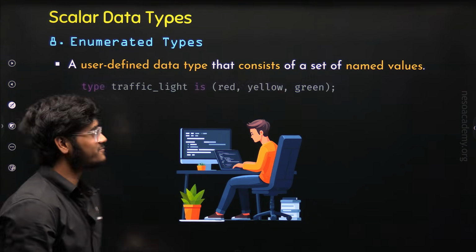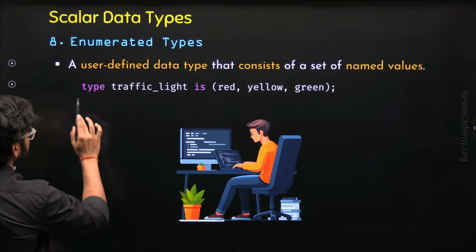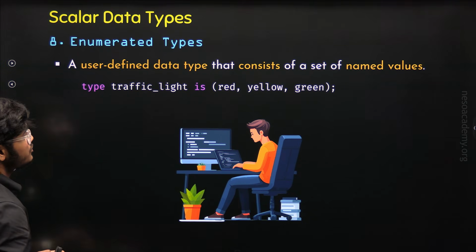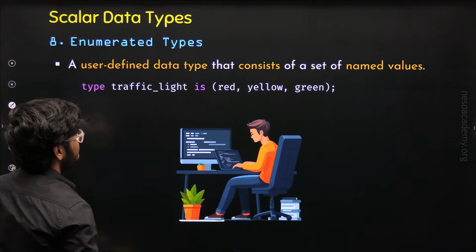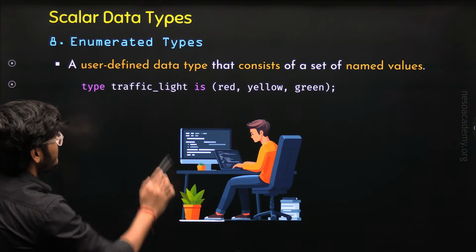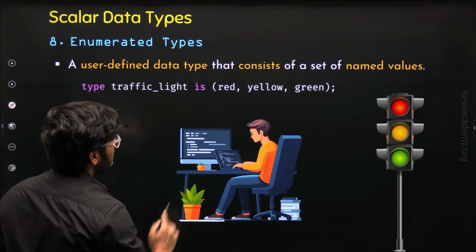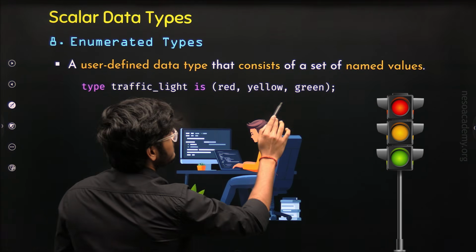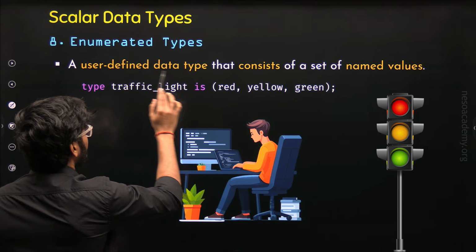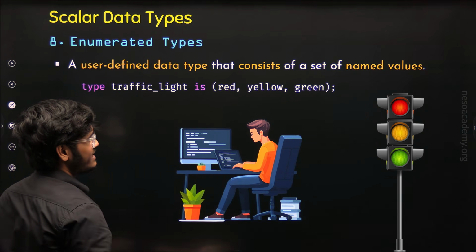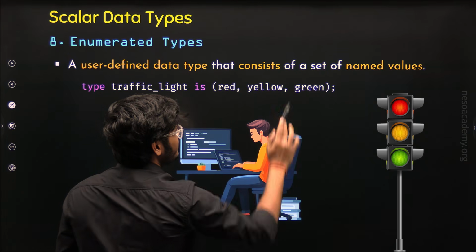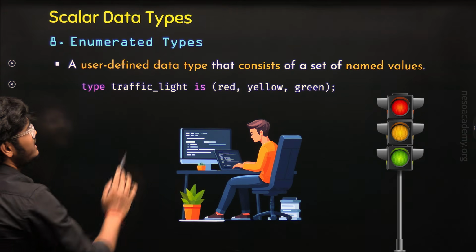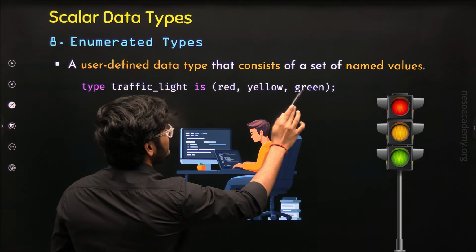Let's see how, using the keyword type. Type is a VHDL keyword that is used to create a custom data type. Here I am creating a custom data type traffic_light. The keyword is is used to start the body. Inside the parenthesis, mention the elements that you want to store inside this data type. Example, red, yellow, green. So here I have created a custom data type traffic_light which stores red, yellow, green.